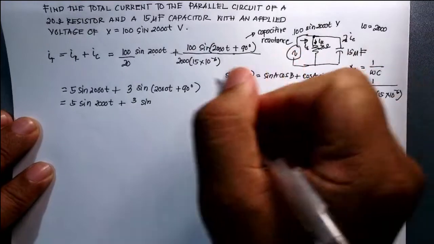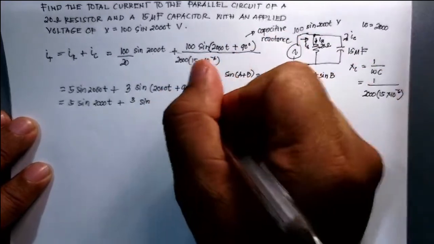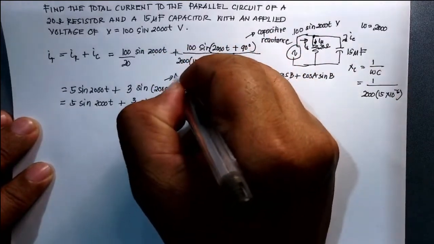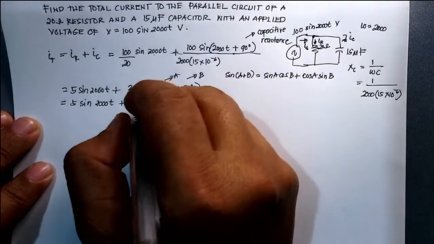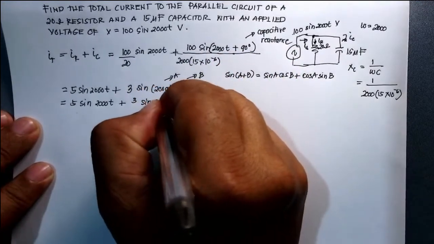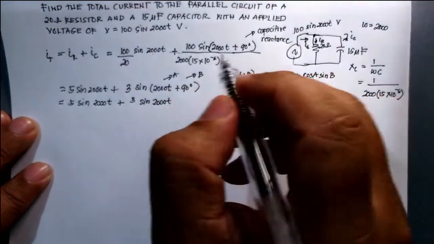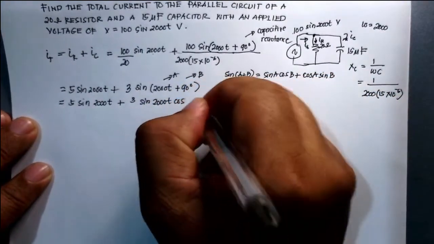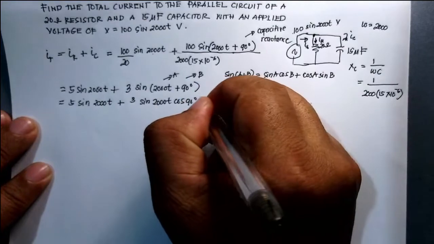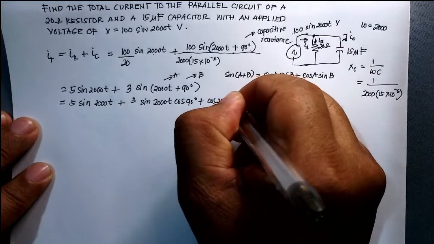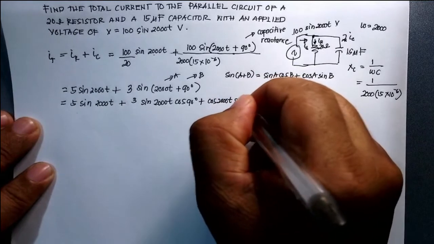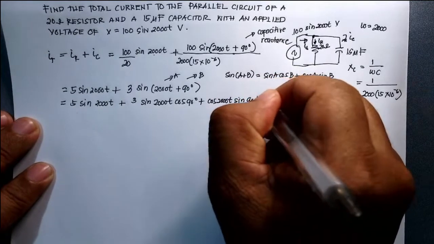So our A here will be 2000t and your B will be 90 degrees. So you have sine 2000t and then cosine 90 degrees plus cosine 2000t and then sine 90 degrees.